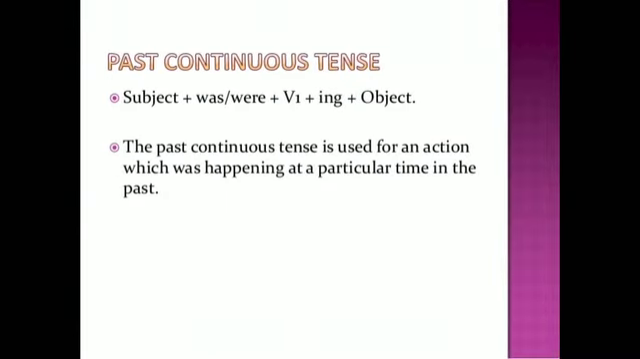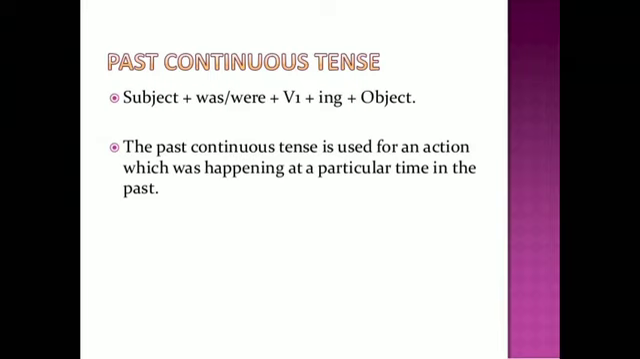Now we will talk about past continuous tense. So how do we form sentence in past continuous tense? Subject plus was/were plus first form of verb ing plus object. So the past continuous tense is used for an action which was happening at a particular time in the past. So it expresses an action that was going on at some point in the past.